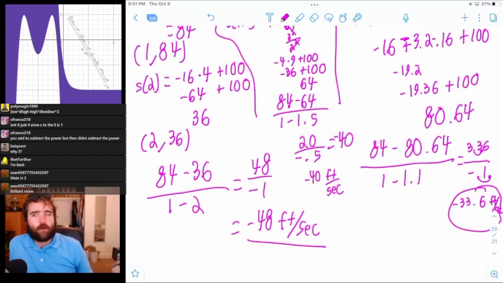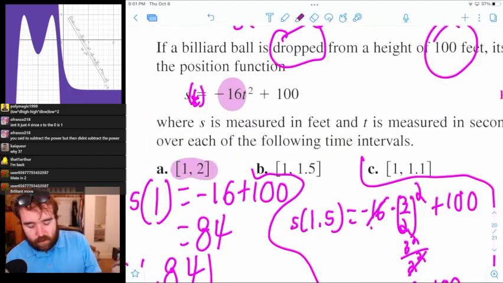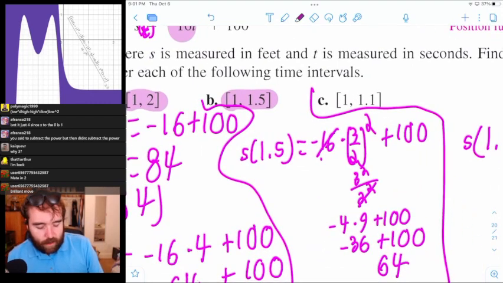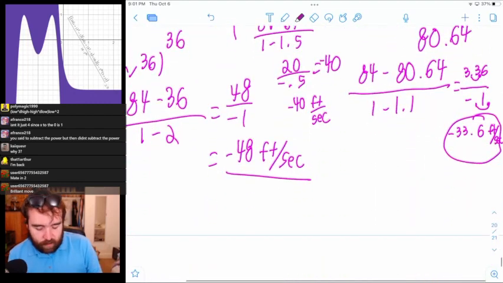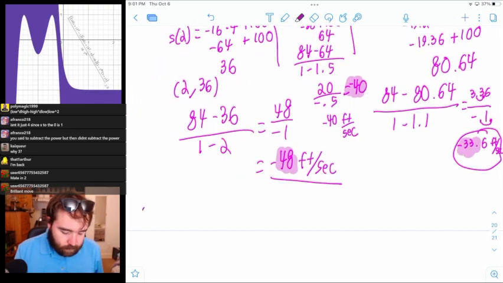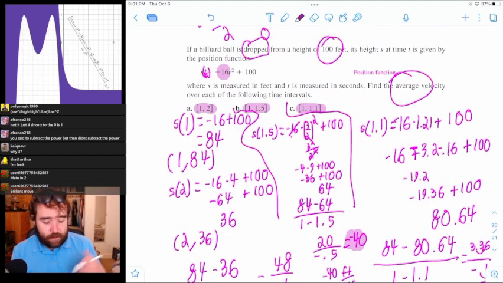And at first I was worried that was a big jump, but it's the same jump as the other one, so that makes sense. But what I wanted to do next is kind of see what it's getting at here, because you're doing from 1 to 2, and then you're doing from 1 to 1.5, and then you're doing from 1 to 1.1. So see how these keep getting smaller? It's kind of like they're getting closer and closer to some answer, to some specific number, to some specific velocity.